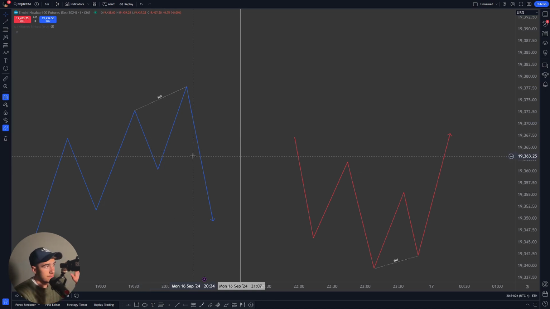Now let's take a look at a few chart examples and how you can incorporate your own trading strategy into the SMT concept, because that's the beauty of the SMT. You don't actually need to change anything about your trading. You just have to add one more confluence to it.